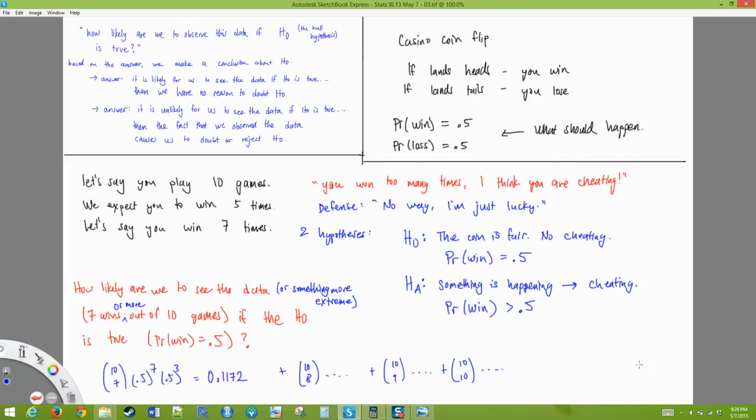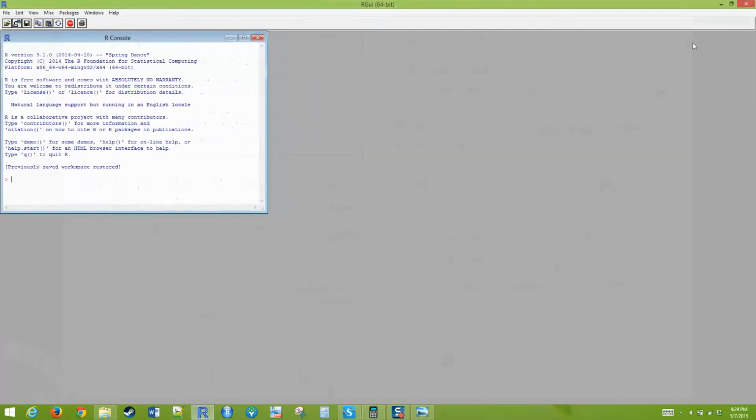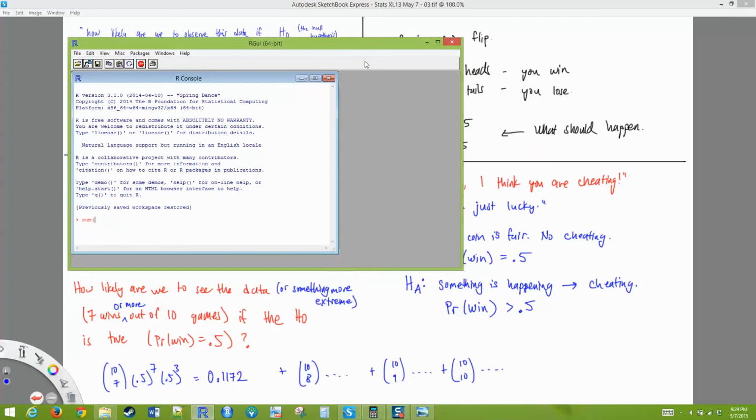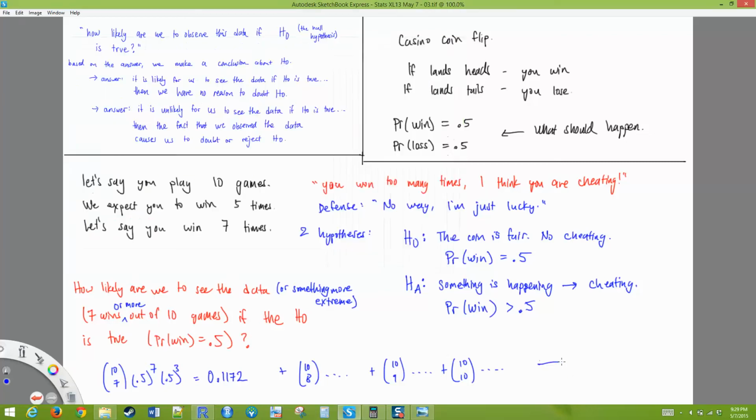Is that okay? So I'm just going to have R do that for me, because I don't feel like actually calculating these out. So I'm just going to do the sum of dbinom 7 through 10, of 10, 0.5. And so using R, the answer that I get is 0.1719. So this adds up to 0.1719. This is from R. You can verify.